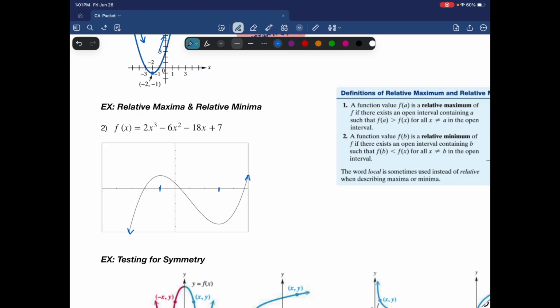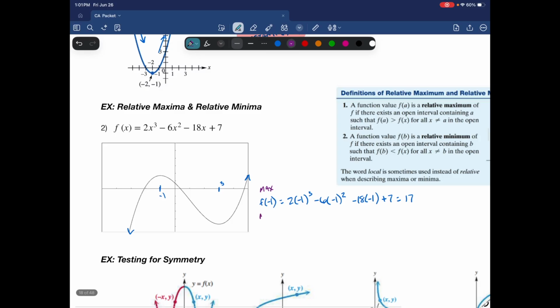So this is x equals 3, and this is x equals -1. So I have a max at -1. And so I say f of -1, and I plug it in. So I got 2 times -1 cubed minus 6 times -1 squared minus 18 times -1 plus 7. And if I plug that in my calculator, I get +17.